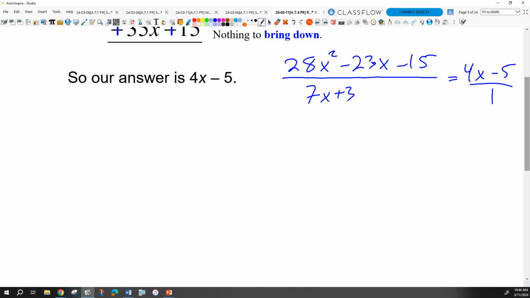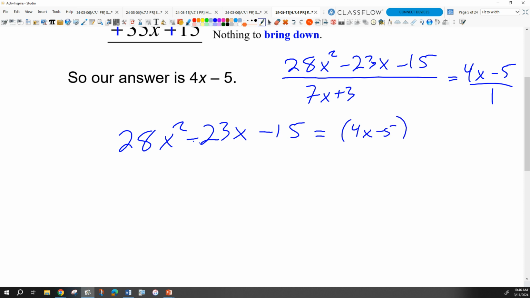So how could we write that as a product instead of a quotient? Like, I've got a proportion here, right? So I could cross multiply, or I could clear fractions by multiplying each side by 7x plus 3. Everybody get that? Yeah. Okay. So then isn't this the same thing as saying 7x squared minus 23x minus 15 just equals what product? 4x minus 5 times what? 7x plus 3.